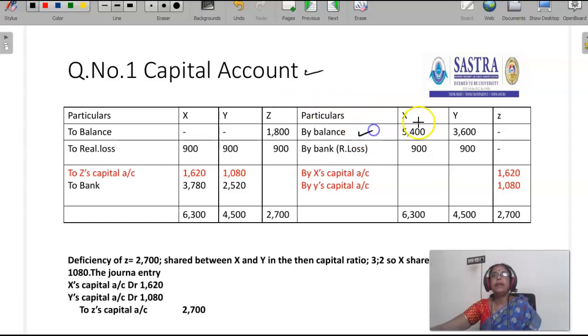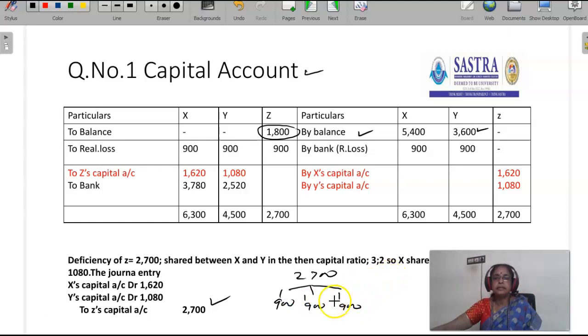So the balance of X is 5,400, Y is 3,600. Z has a debit balance, that is 1,800 rupees. Then realization loss given in the balance sheet is 2,700. That 2,700 should be shared between all the partners in the ratio of 1:1:1. So 900 rupees, 900 rupees, 900 rupees. But first we have to transfer the realization loss to their capital account.